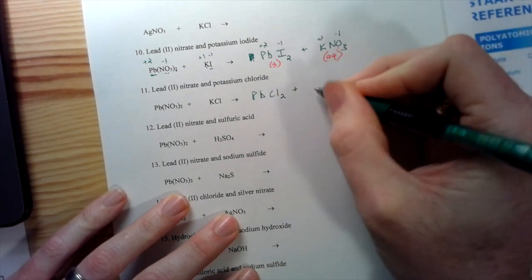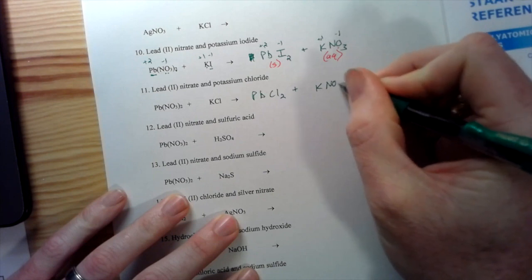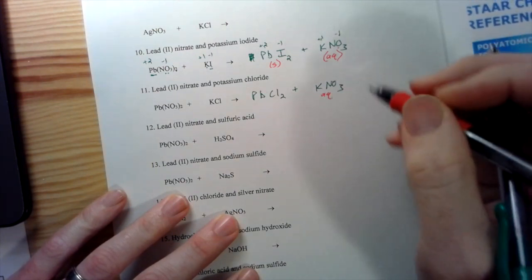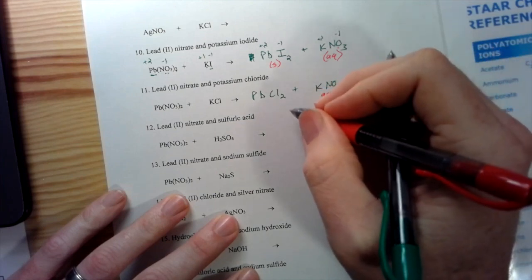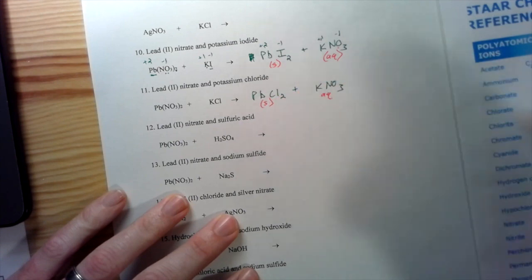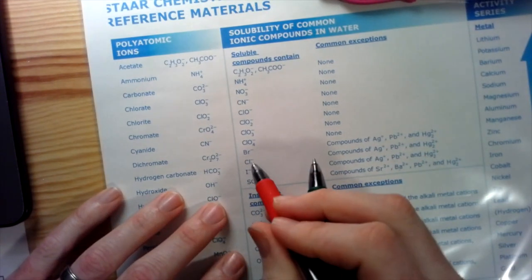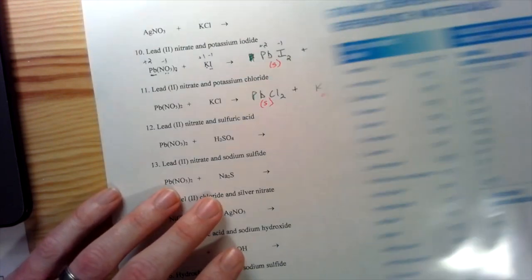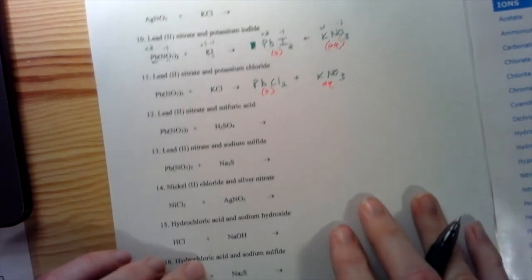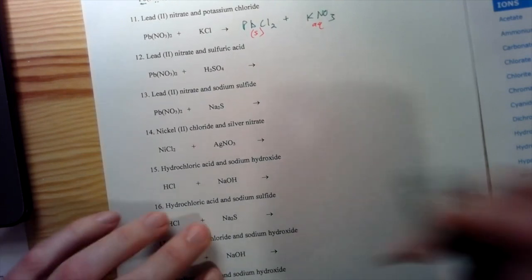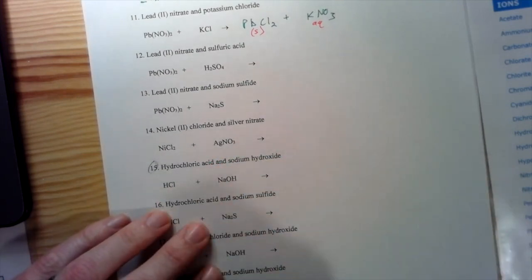Much the same happens over here. Let's try this one. This one will end up being lead chloride plus potassium nitrate. And this one will also have a precipitate, because our chlorine is a -1 charge and we have our lead right here.